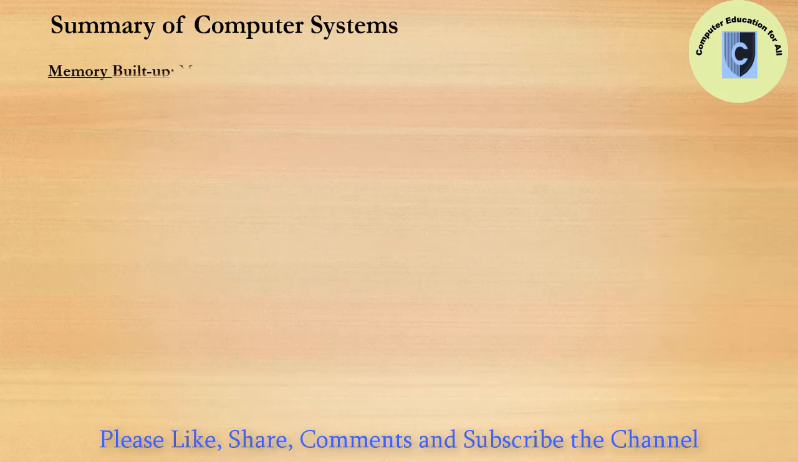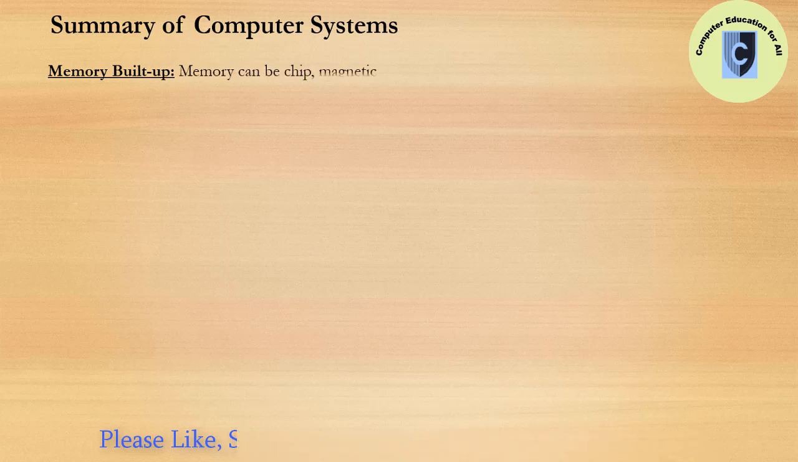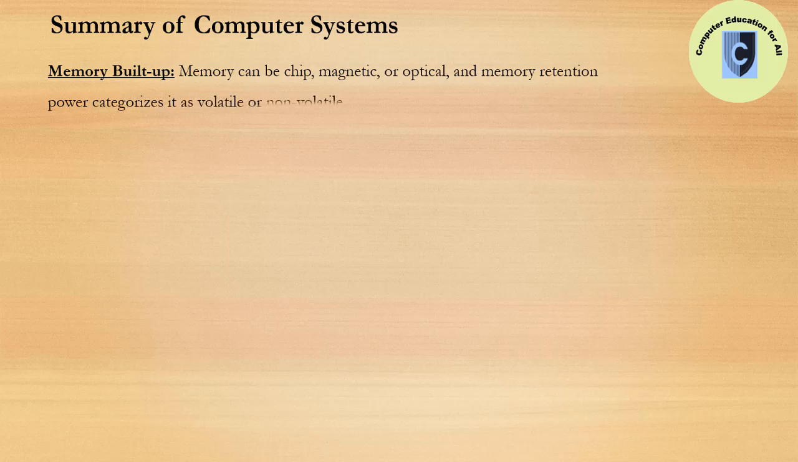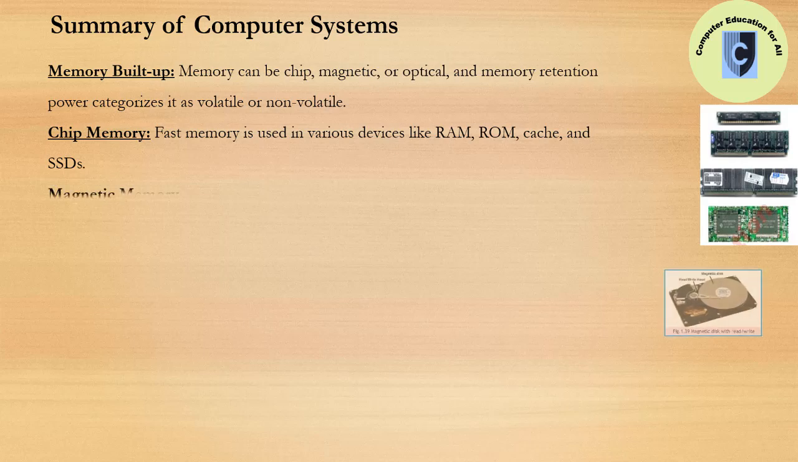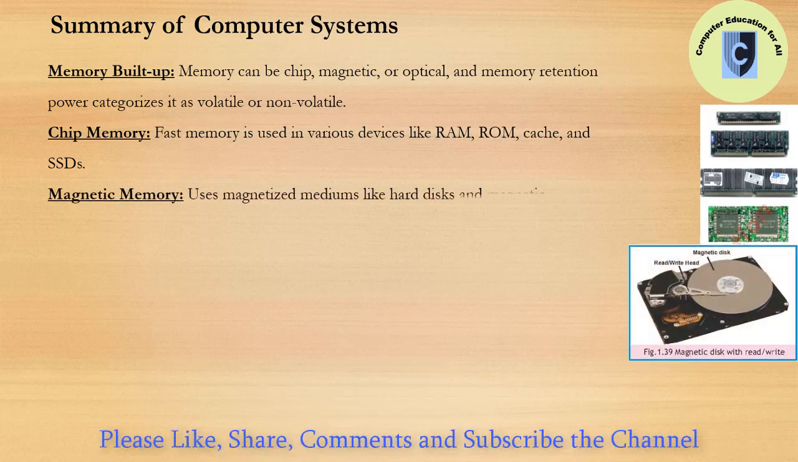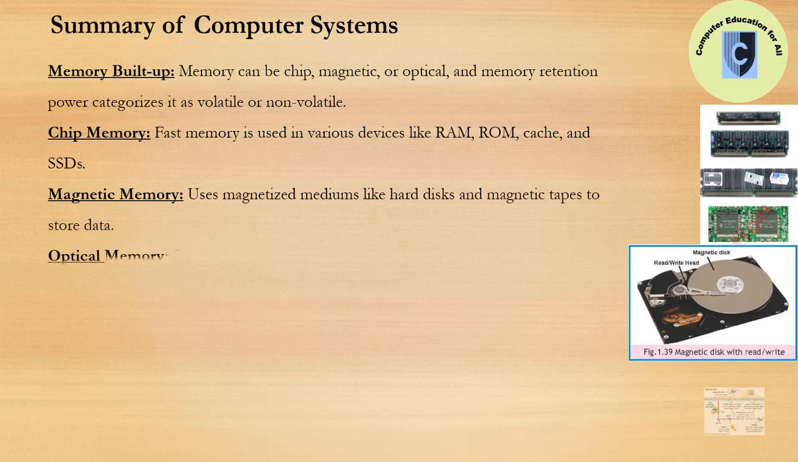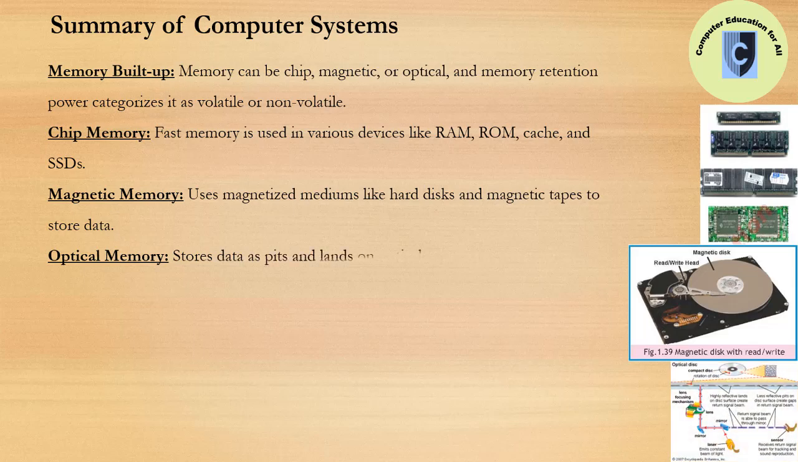Memory build-up. Memory can be chip, magnetic, or optical, and memory retention power categorizes it as volatile or non-volatile. Chip memory. Fast memory used in various devices like RAM, cache, and SSDs. Magnetic memory uses magnetized mediums like hard disks and magnetic tapes to store data. Optical memory stores data as bits and lands on optical disks like CDs, DVDs, and Blu-ray discs.